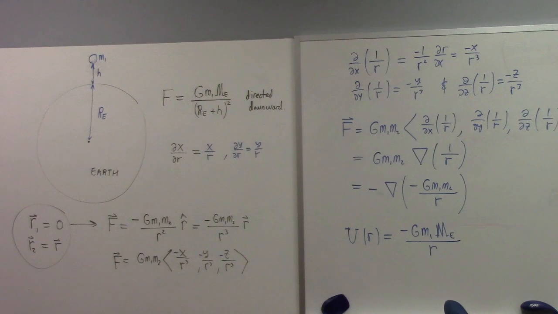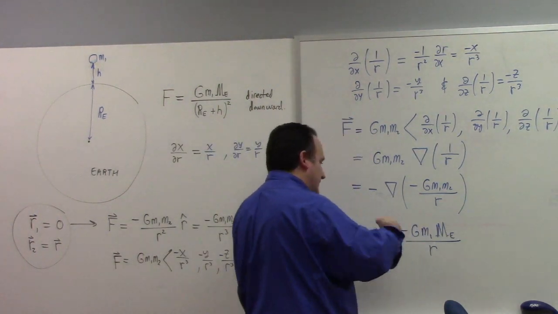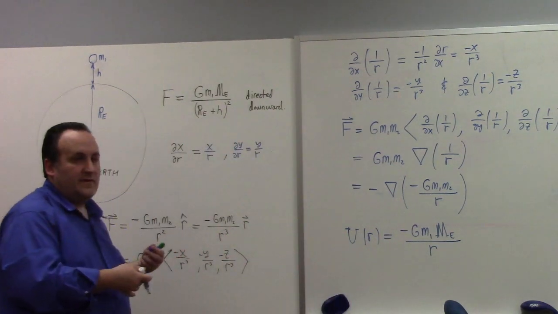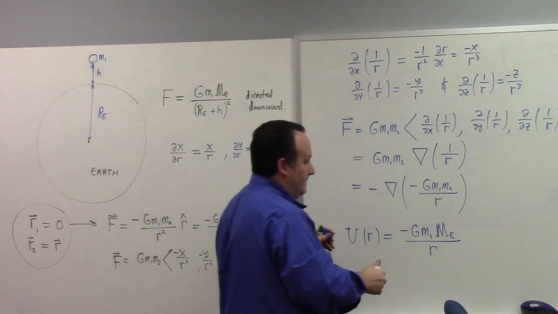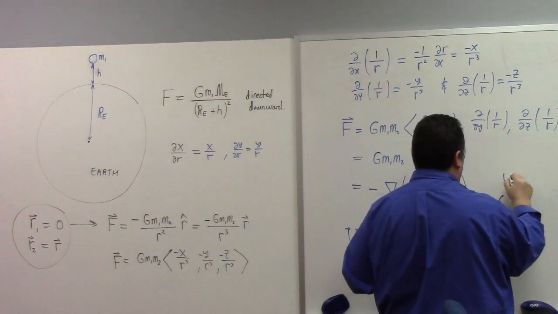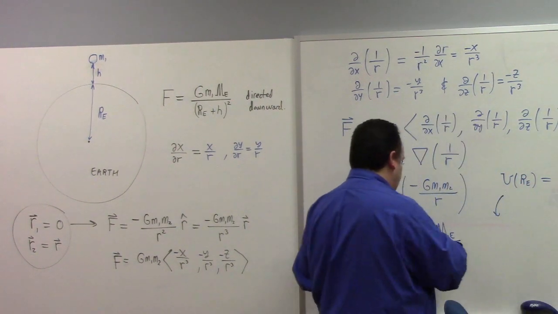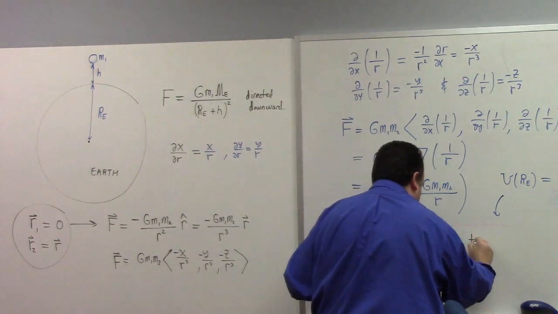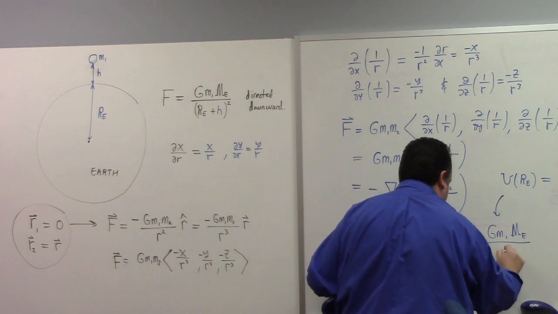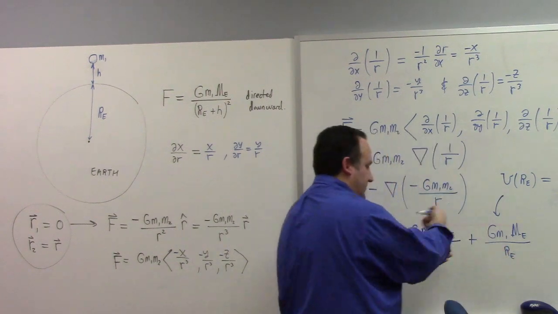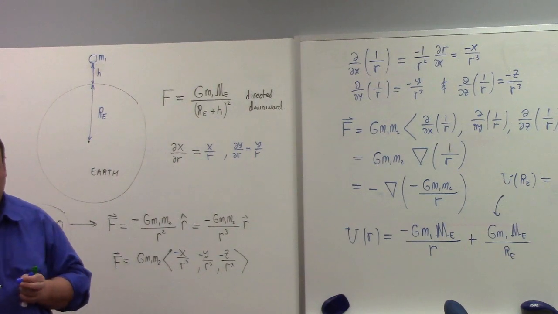So if I wanted to make the potential energy 0 at the surface of the Earth, what should I do? If I want to make the potential energy 0 when r is equal to r_e, what constant should I add here? If I want to make U of r_e, the radius of the Earth, equal to 0, what I would want to do is just add plus G m1 m_e over r_e. If I do that, then these cancel, and now you've got the potential energy 0 on the surface of the Earth.